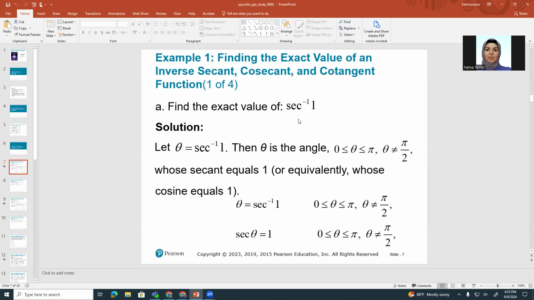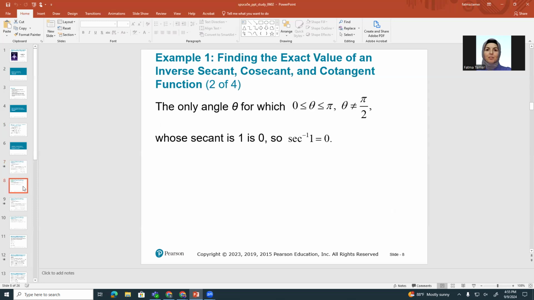And then if you remember, cosine of 0 is 1. So for this question, the correct answer is 0. So this part is the answer for the previous question: inverse secant of 1 is equal to 0. So if you understand the first section very well about inverse sine and inverse cosine, you can always transfer that knowledge to this section.